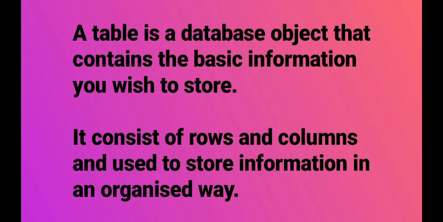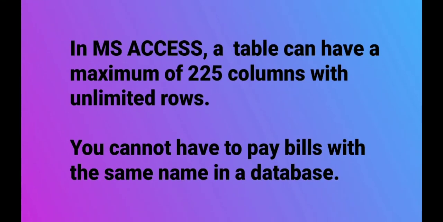So, a table is a database object that contains the basic information you wish to store. A table consists of rows and columns and is used to store information in an organized way. In MS Access, a table can have a maximum of 255 columns with unlimited rows. There is no limit on the rows, okay? And you cannot save two tables with the same name in a database, okay?